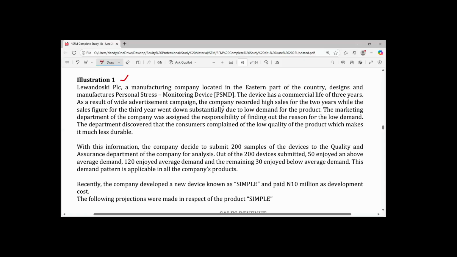The marketing department of the company was assigned the responsibility of finding out the reason for the low demand. The department discovered that the consumers complained of the low quality of the product, which makes it less durable. With this information, the company decided to submit 200 samples of the devices to the Quality and Assurance Department of the company for analysis. Out of the 200 devices submitted, 50 enjoyed an above average demand, 120 enjoyed average demand, and the remaining 30 enjoyed below average demand. This demand pattern is applicable in all the company's products.